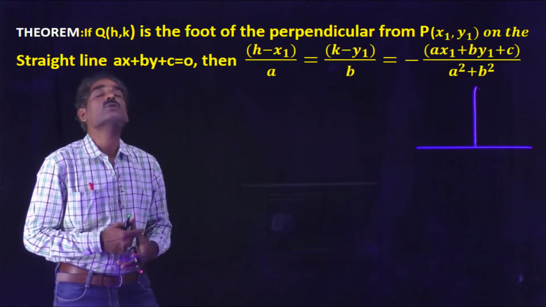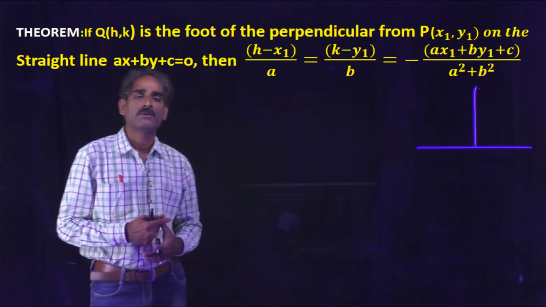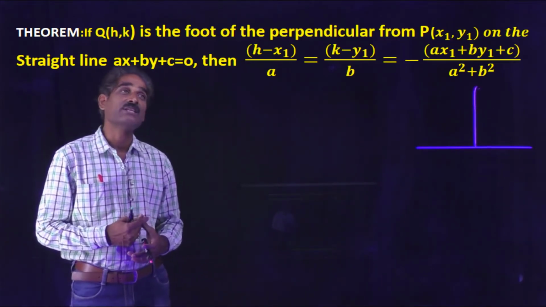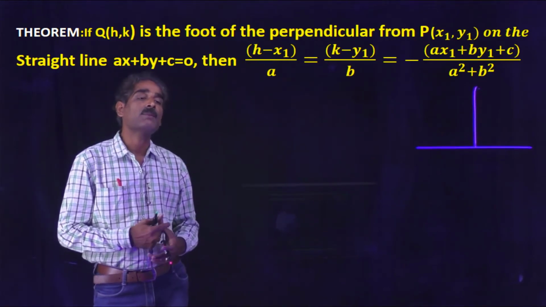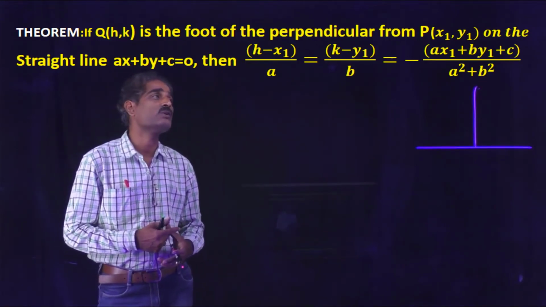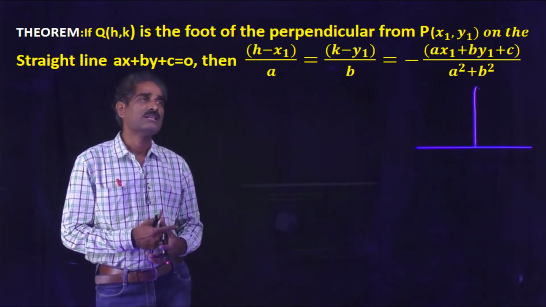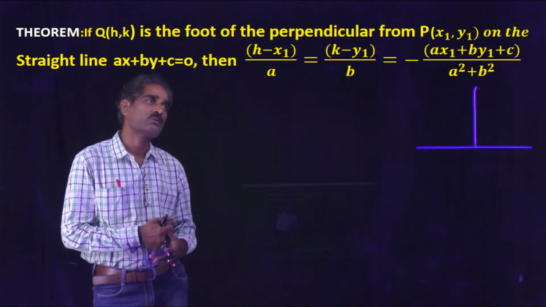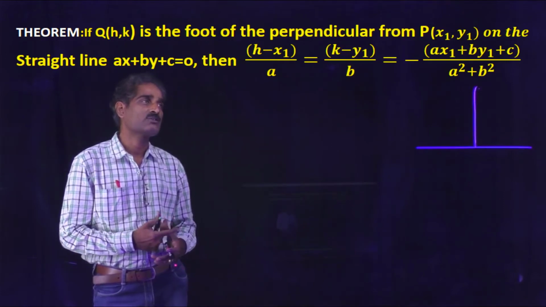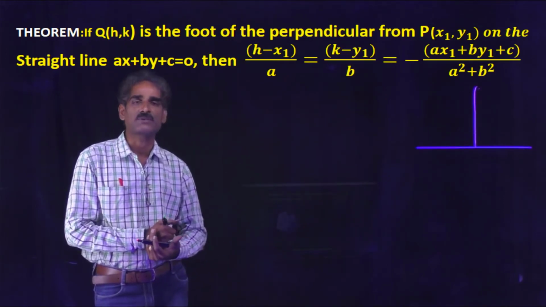Okay. So now read the statement. If Q(h, k) is the foot of the perpendicular from P(x1, y1) to the line ax plus by plus c equal to 0, then prove that (h minus x1) by a equals (k minus y1) by b equals minus of (ax1 plus by1 plus c) by (a square plus b square).